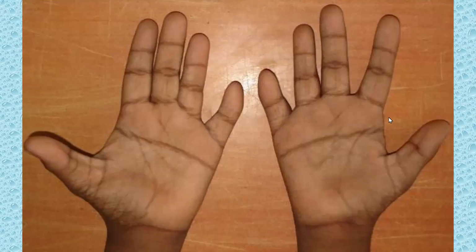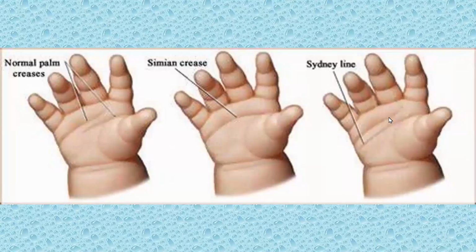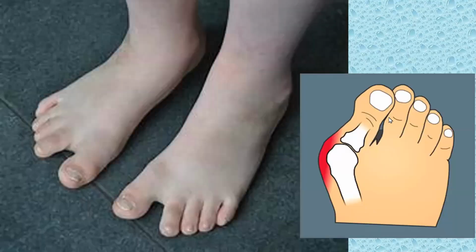You can see the rest of the fingers. You can see the simian line, simian crease, Sydney line, normal palm creases. Look at the fingers. They have hallux valgus, and there's a space between the second toe and the thumb.